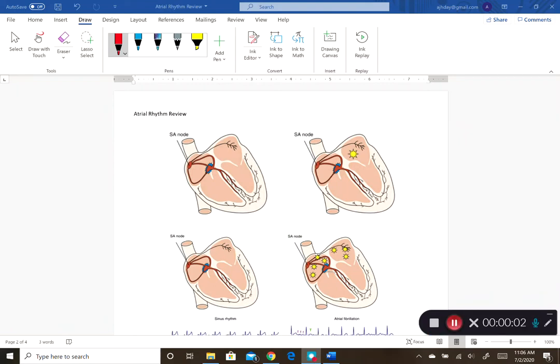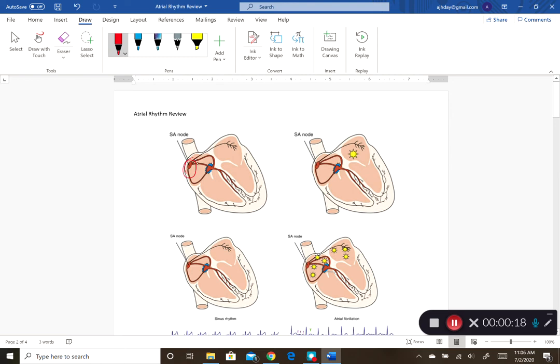Right, we're going to review our atrial rhythms and how we name them. First we need to understand where our atrial rhythms are coming from. So why are they different than sinus? We know that in a sinus rhythm, our pacemaker site is the SA node.